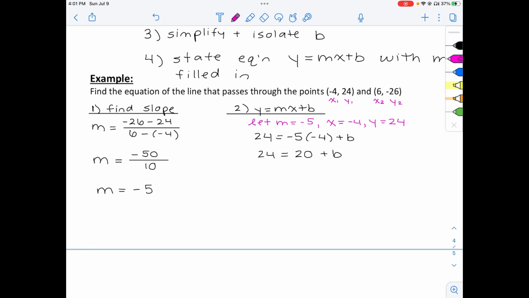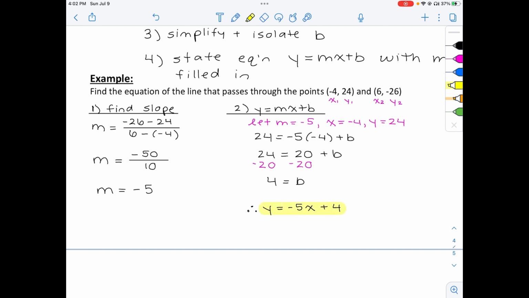Then I want to isolate b, so I need to subtract 20 on this side to get rid of it, and then subtract 20 on this side. So I will have 4 is equal to b, and then I can state my equation. Therefore, y equals, we said the slope is -5, x, and then my b value is 4, so I'll have plus 4, and that is my answer.